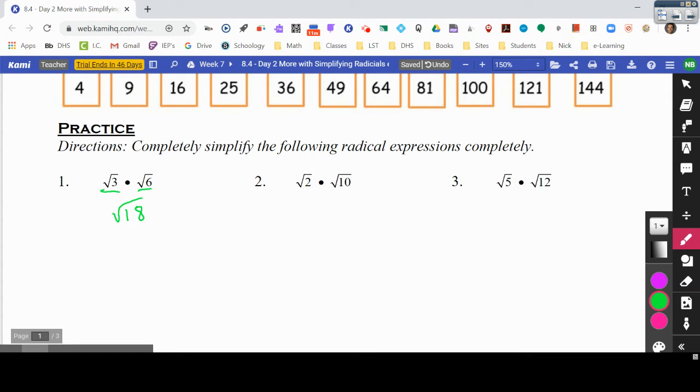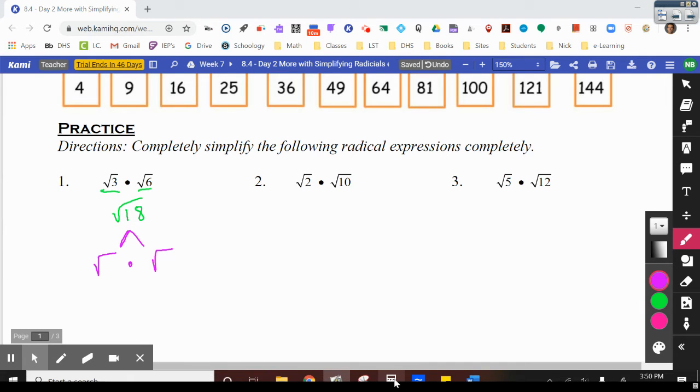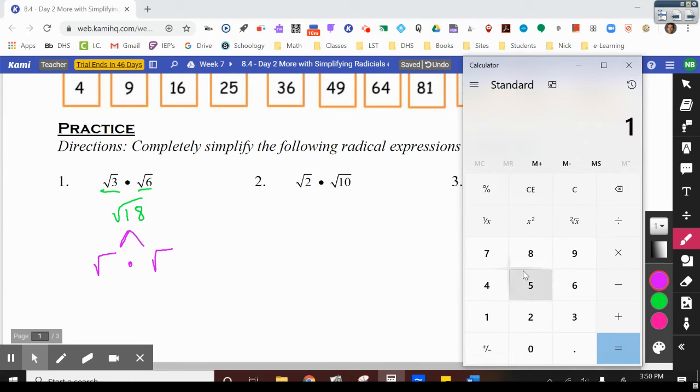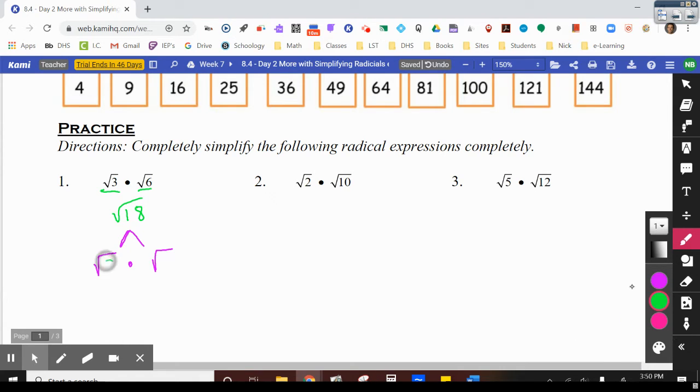Now that I have my rad 18, I'm going to break it apart, but it's going to be a perfect square number times a non-perfect square number. So to find that number, we're going to take that 18 and divide it by one of these perfect squares. Well, it's not going to be 16, so I'm going to try 9, and 18 divided by 9 is 2. So that means this rad 18 is going to simplify into the rad 9 times rad 2.